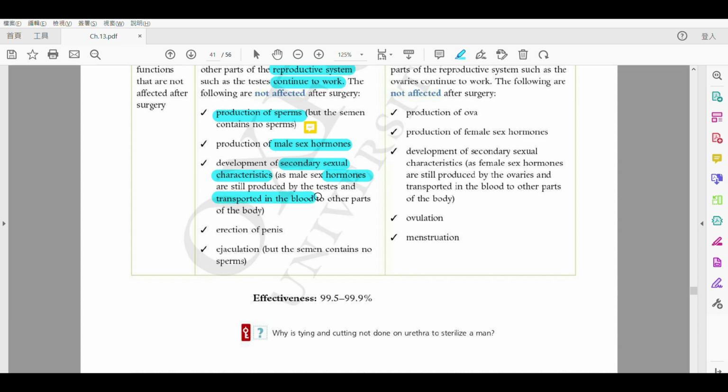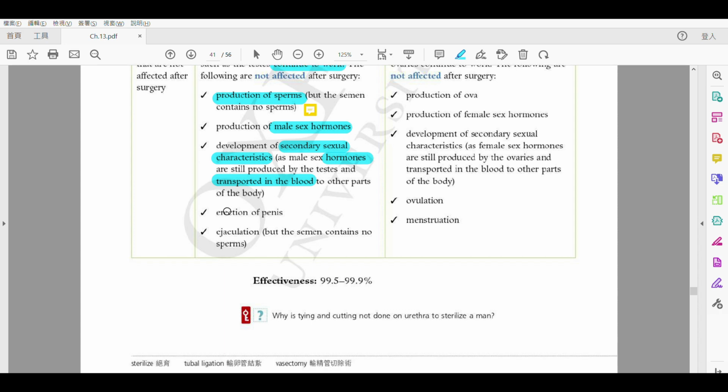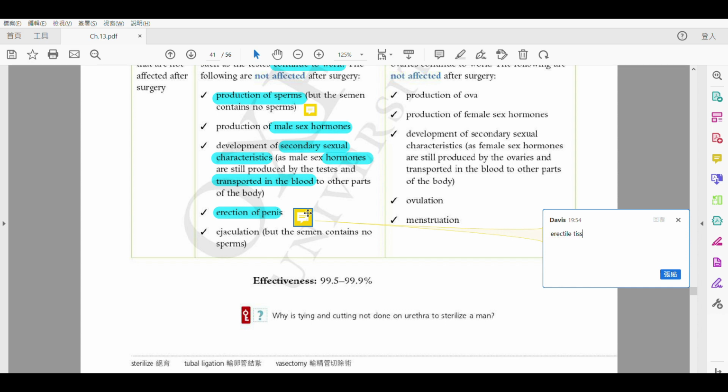Okay, they are not transported by ducts, 唔係跑一啲管道嘅。And erection of the penis is totally not related because it only depends on your erectile tissue and your blood vessels. Okay? And of course, you will still be able to carry out ejaculation. 你仍然能夠射到精啦 but this time the semen has no sperm again.